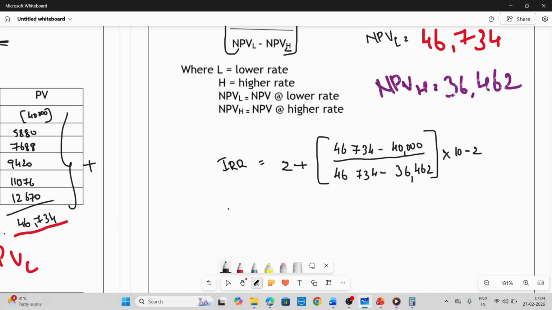So IRR is equal to 2 plus 46,734 minus 40,000, which is 6,734, divided by the difference between these two, which is 10,272, into 10 minus 2. Let's substitute this. What is 10 minus 2? It's 8.